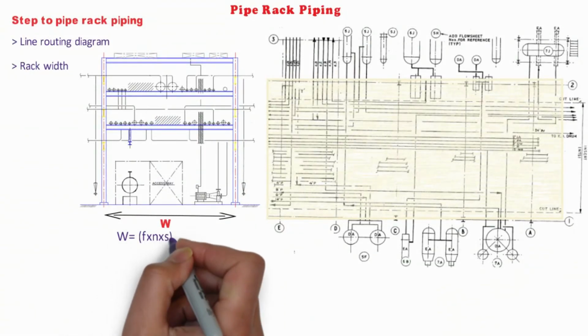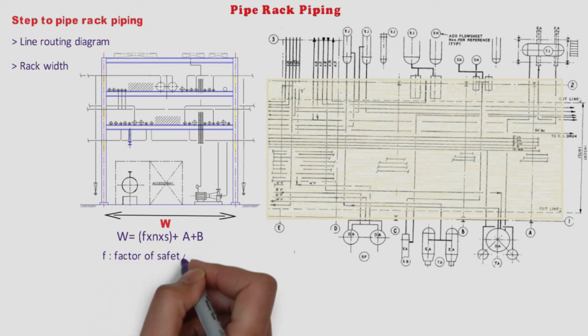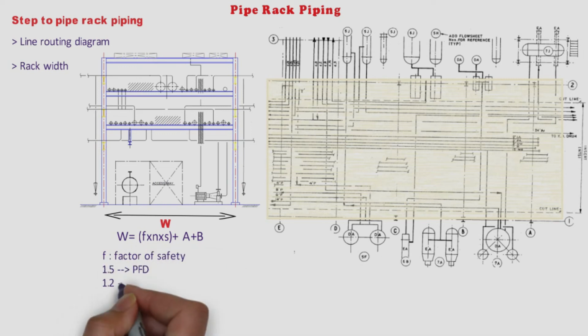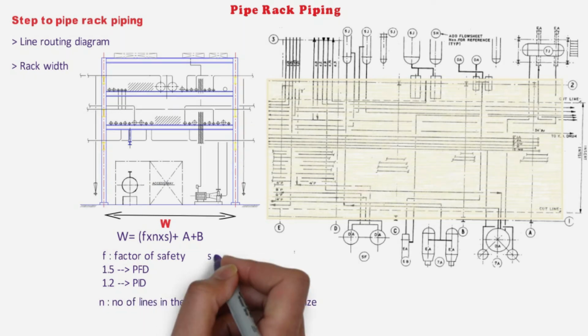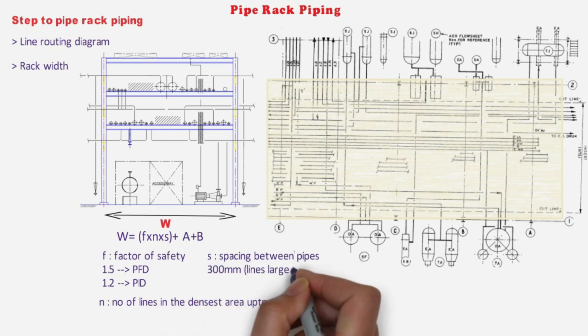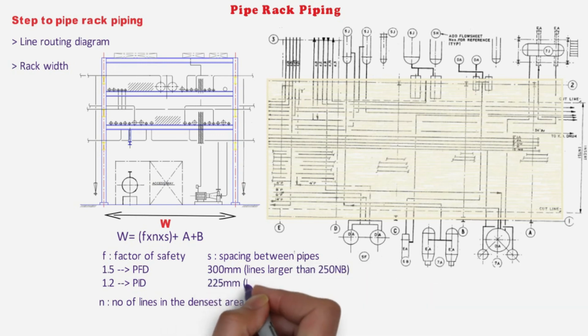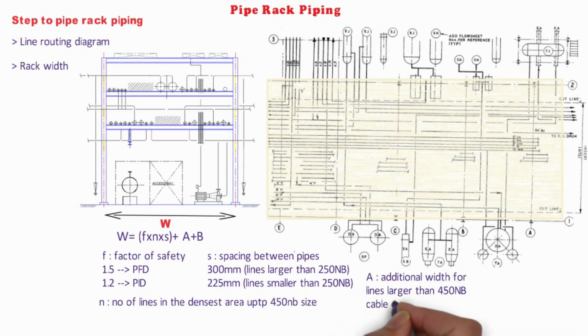Pipe rack width can be calculated with this formula, where F is the factor of safety. If we are counting lines from the piping flow diagram, we have to consider it 1.5, and if we are considering lines from PNID, we have to take it as 1.2. N is the number of lines in the densest area up to 450 NB size, and S is 300 mm average spacing for line size bigger than 250 mm. However, for line sizes less than 250 NB, we have to consider 225 mm spacing. A is the additional width for larger lines more than 450 NB or for electrical and instrument cable trays. And B is the future provision.